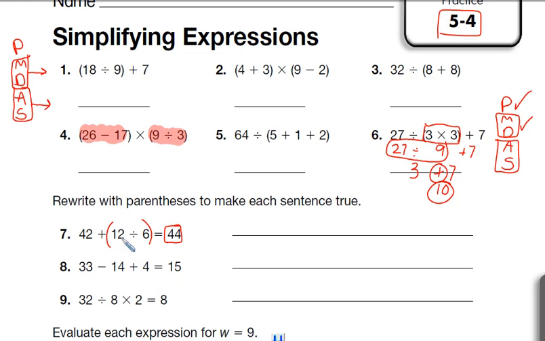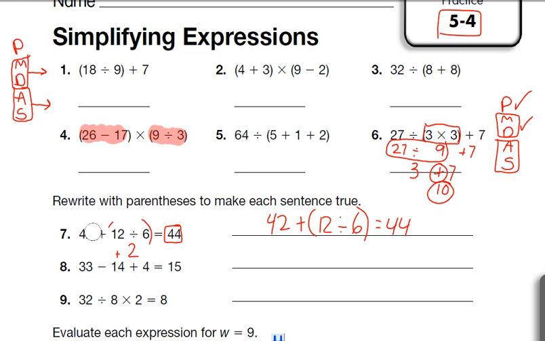If we put the parentheses around the 12 and the 6 first, we know that 12 divided by 6 equals 2. And then we bring down the 42 and the plus, and we know that 42 plus 2 equals 44. So that's the correct answer. So just come over here and write 42 plus 12 divided by 6 equals 44. That's how you would do that one. Okay. Now, we just happened to luck out and get that in the right spot.